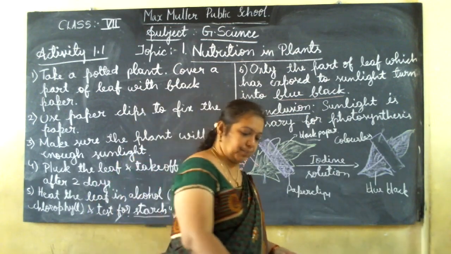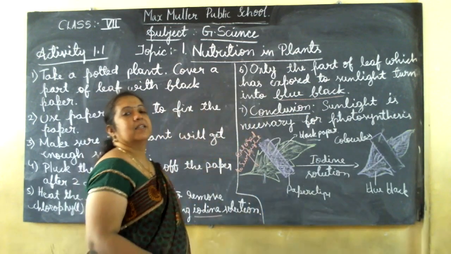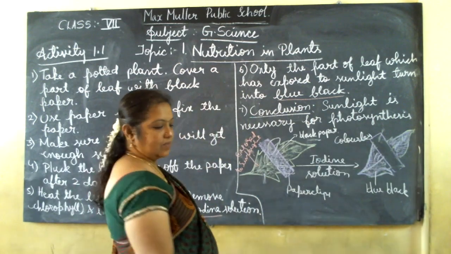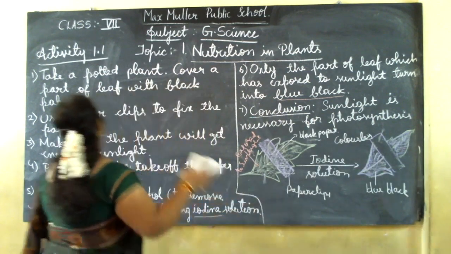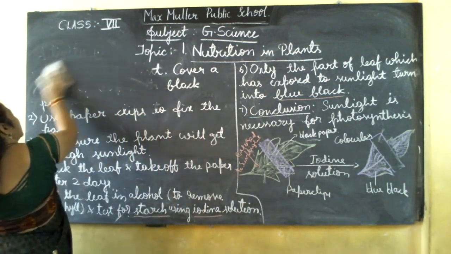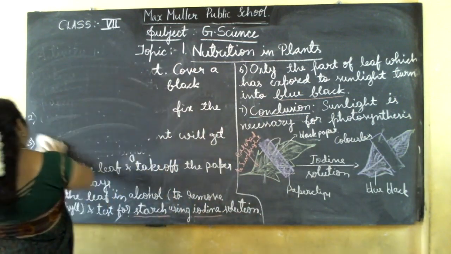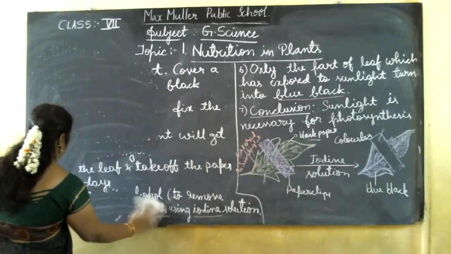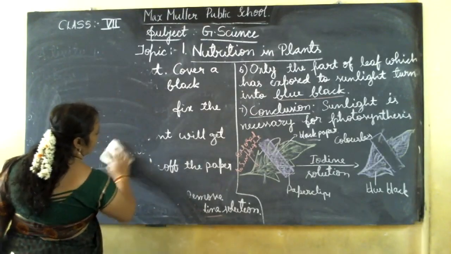One more thing. Other than these green plants, there are some plants that don't have a plant-like structure, but they are considered as plants only. A few organisms also we can call them.